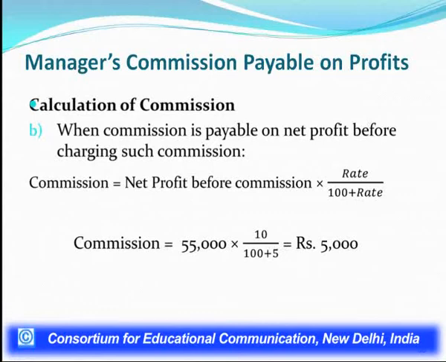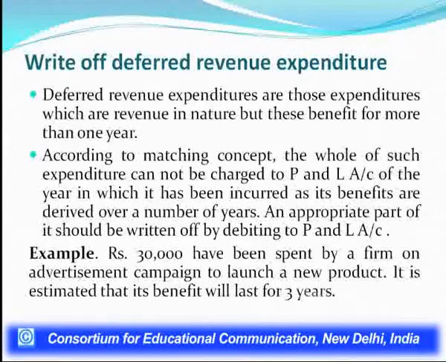So, in these adjustments we have to take care about the language. There is one term, deferred revenue expenditure. We have already discussed three types of expenditures: revenue expenditure, capital expenditure, and deferred revenue expenditure. Capital expenditure is the expenditure which creates an asset and benefits the firm for more than 1 year, that is for the long term. For example, the purchase of building, land, plant, machinery, furniture, motor vehicles, any other.